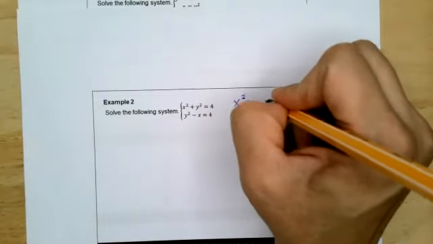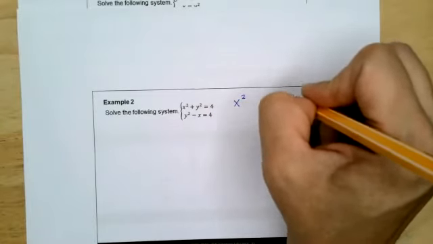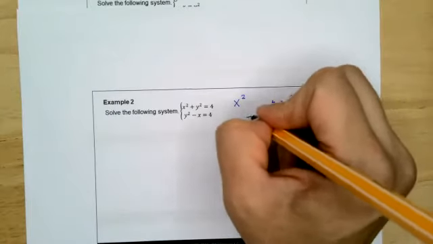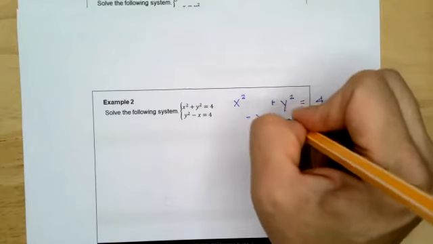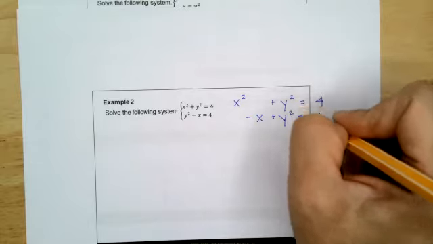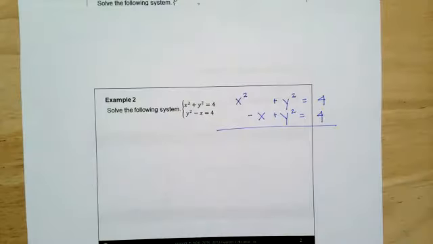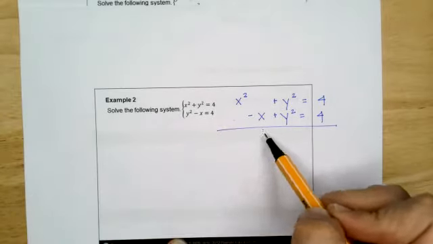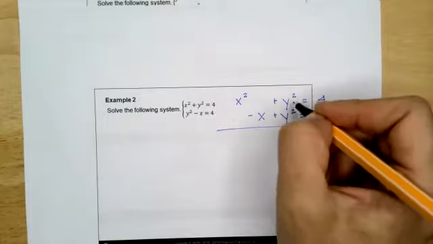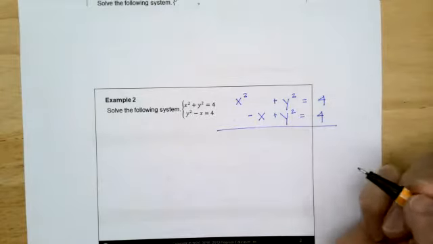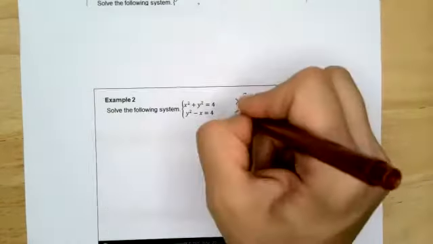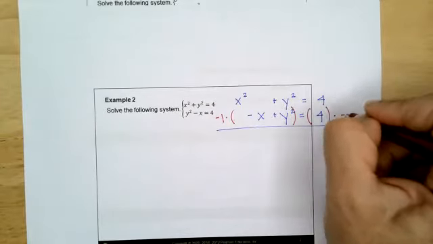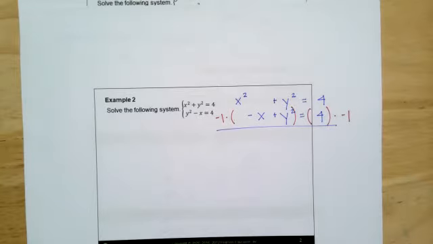X squared plus y squared equals 4. And then this one would be -x plus y squared equals 4. Everybody comfortable with how I rewrote that? I just gave this space and this space because they're not like terms. Again, we still need to make one of these a negative so that they will eliminate. We want to eliminate the y squareds, all right?